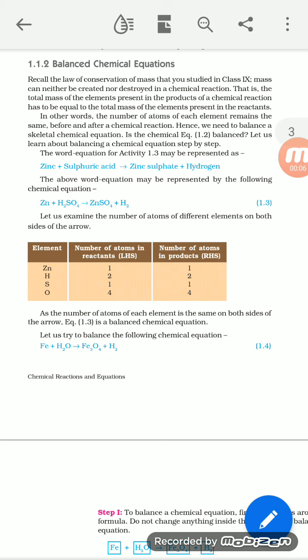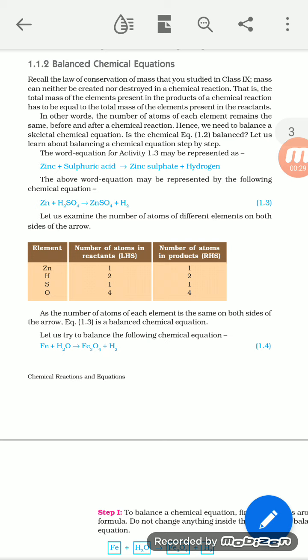Today, we're going to explain our next topic, balanced chemical equations. It is very important to know how you can balance a chemical equation. Here we will learn how we can balance a chemical equation. Let's see what things are given. If you go word by word, you can easily understand.